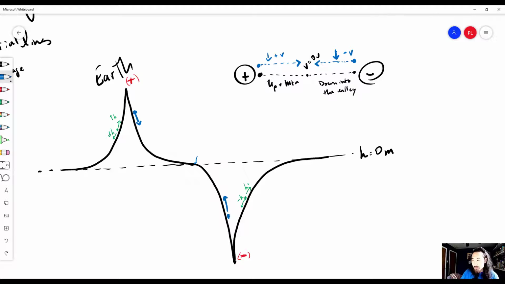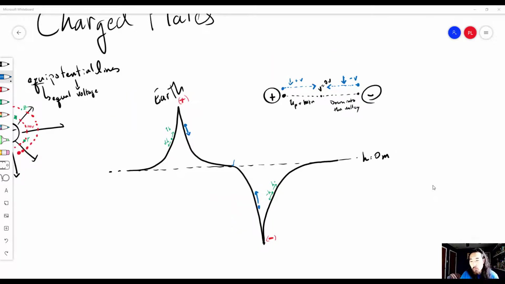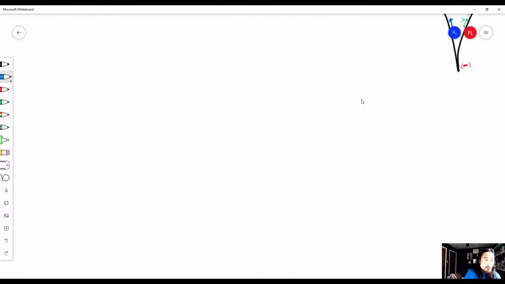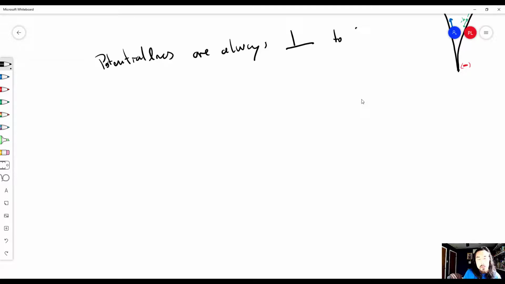All right. Now let's go over how to draw the potential lines. So the rule of the potential lines is very simple. We can say that the potential lines are always perpendicular to the field lines.